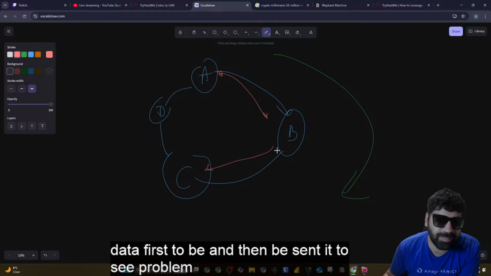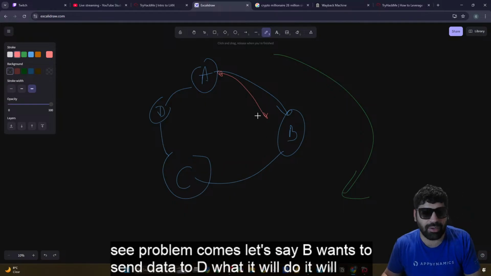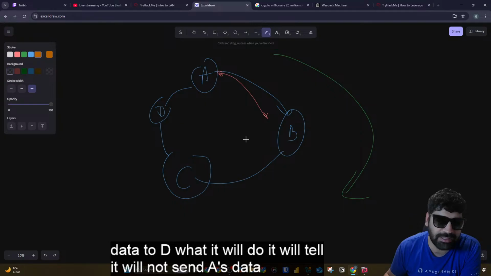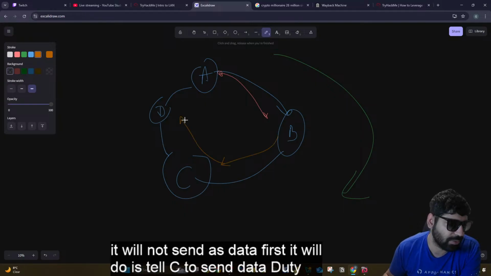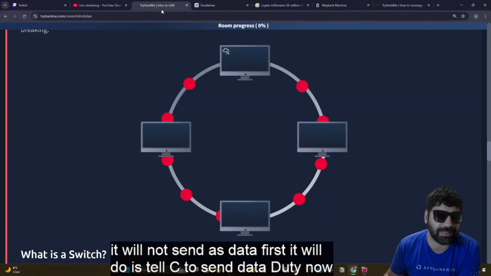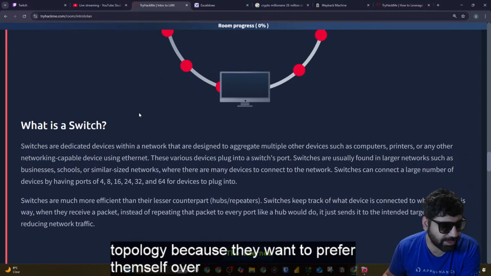Problem comes, let's say if B wants to send data to D. What it will do, it will not send A's data first. First it will tell C to send its data to D. Now that's the problem with this topology, because they prefer themselves over others' requests, and that's how it works.